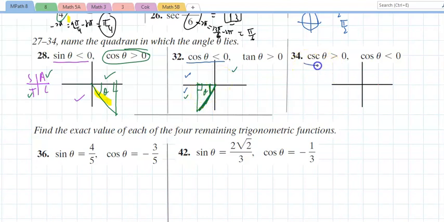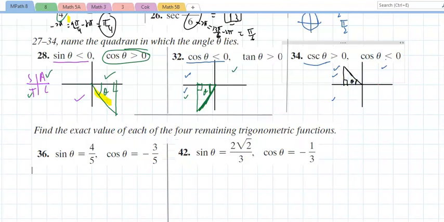Cosecant is associated with sine. Sine is the y. Where's y positive? In quadrant 1 and 2. Cosine is negative. Cosine is the x. There it is. So that indicates the angle is in quadrant 2. Okay, there we go. The angle is always referring to the x-axis.